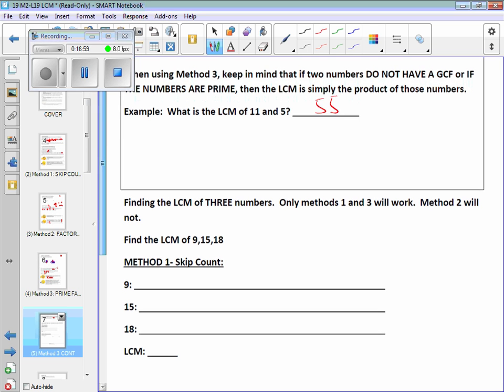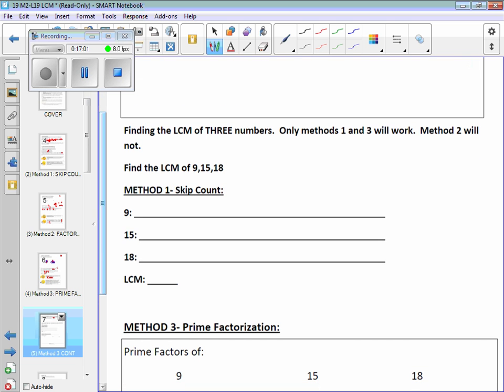All right, let's do LCM of three numbers. We can't use method 2, it won't work. But we can do methods 1 and 3. Let's first do skip count.